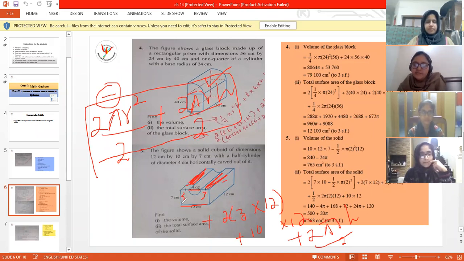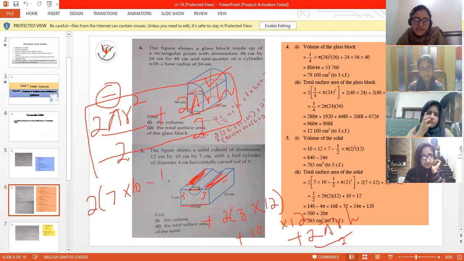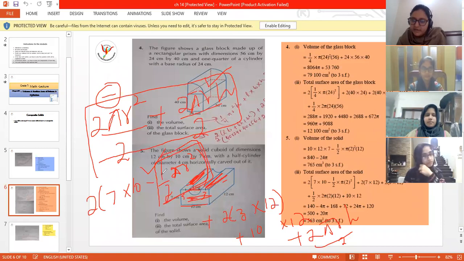Okay, children, come towards the first side. When I calculated the first side, I wrote 2 into 7 multiply 10 minus half into pi r square. That was the first side. The formula to find this side was this, right? Children, you know that if the base area has something else, it is plus 2 pi r h, divided by 2.